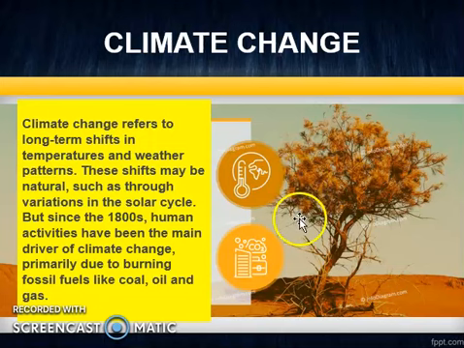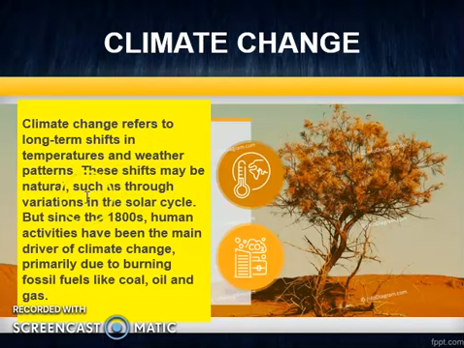So then, this is another type of environmental issue. The third one we want to discuss in chapter number 5 of our course is the environmental issue named climate change. So what do we mean by climate change here? Climate change refers to the long-term shift in temperature and weather patterns.